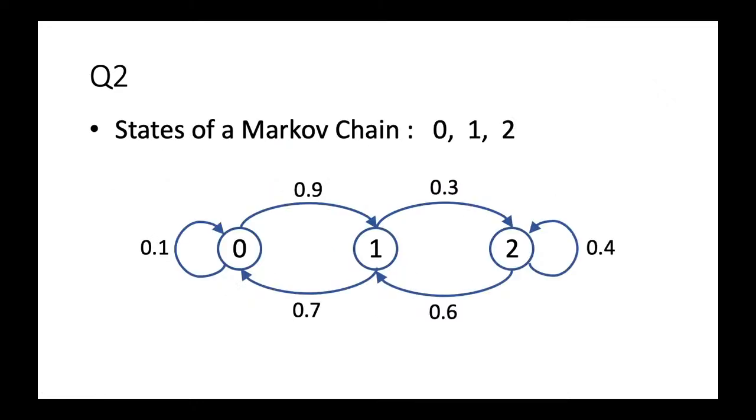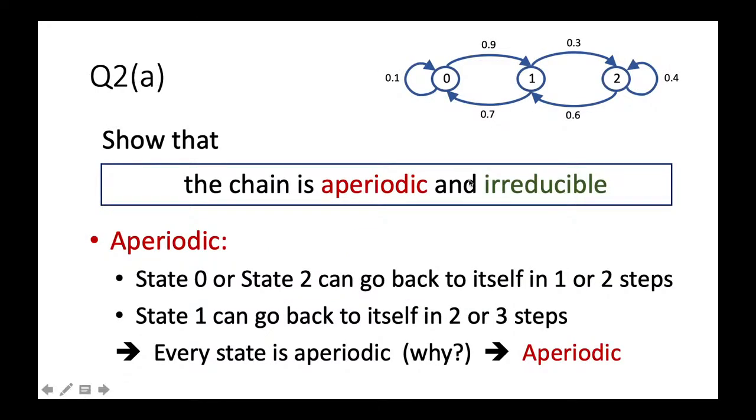Okay, now for question 2, we have this Markov chain. This time we want to find out what is the stationary distribution for this Markov chain. First of all, as required by the homework, we want to show that it is aperiodic and irreducible. We are going to show these two things separately.